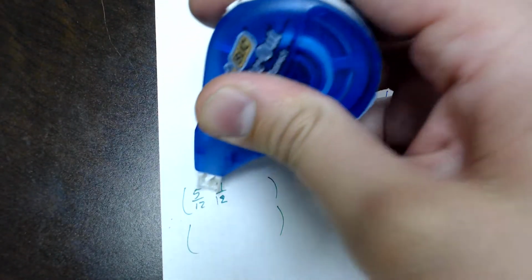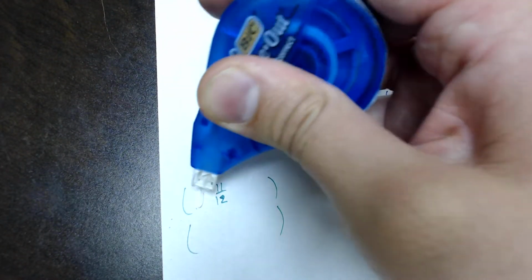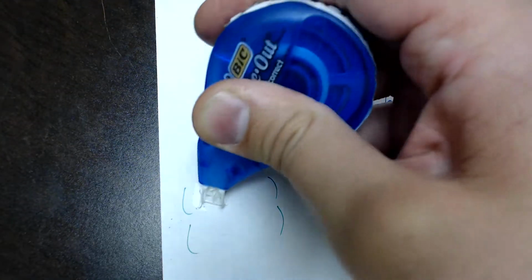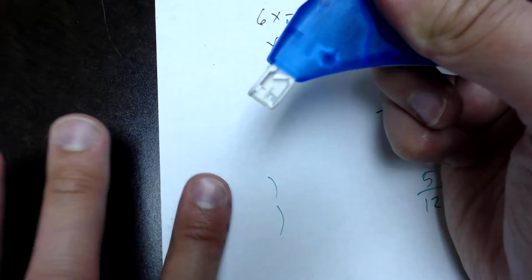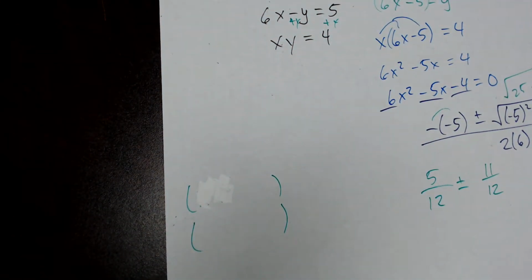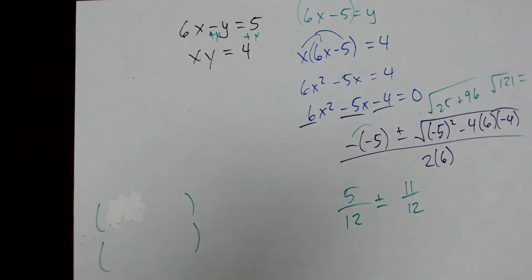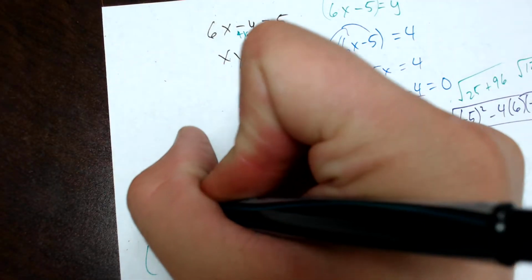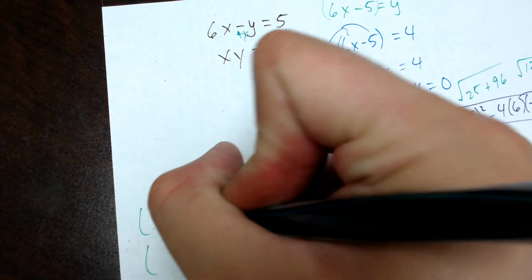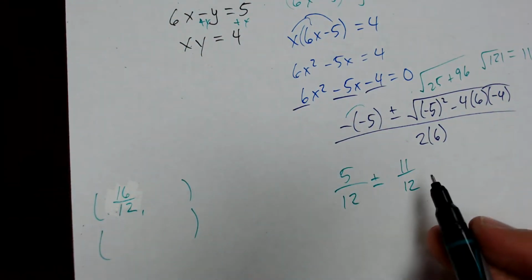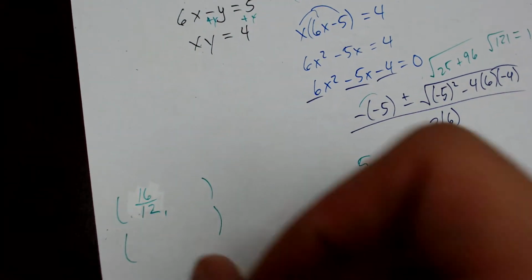All right. So, yeah, 5 over 12 plus 11 over 12, like terms, can be added. They even have the same denominator. So 5 plus 11 would be 16 over 12. So one of my possible answers is 16 over 12. The other one is if I did 5 minus 11, which would give me negative 6 over 12.